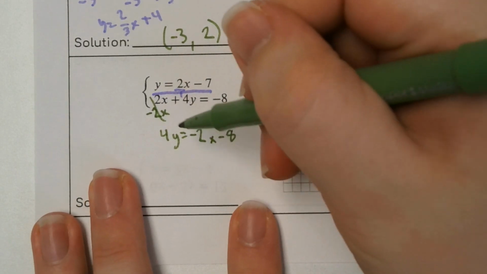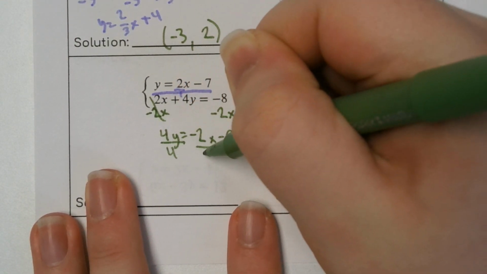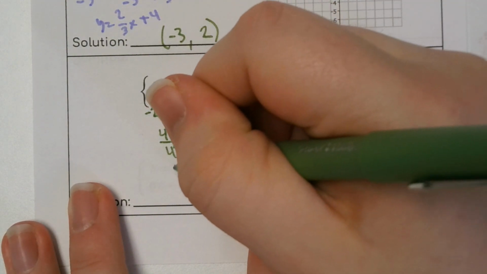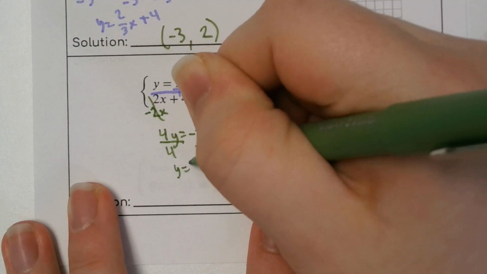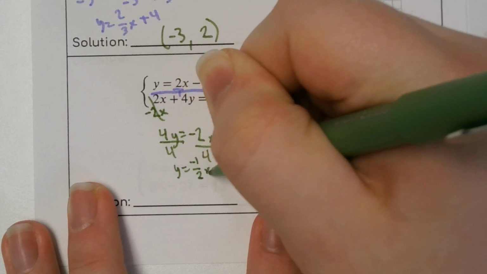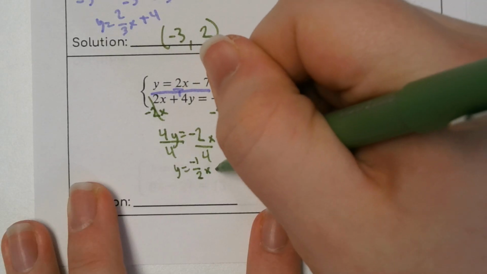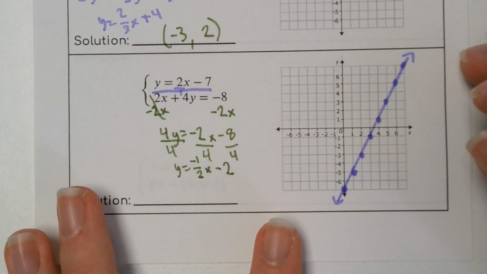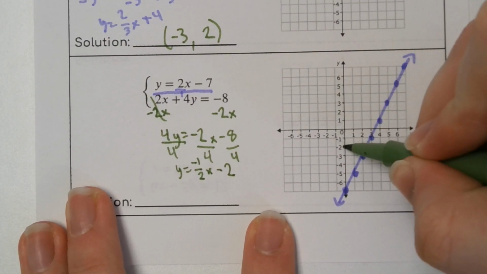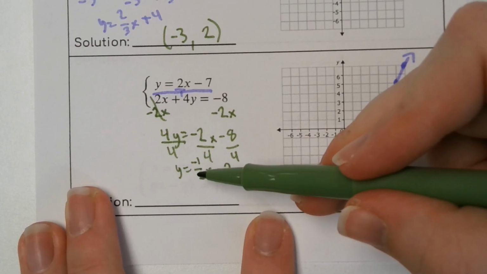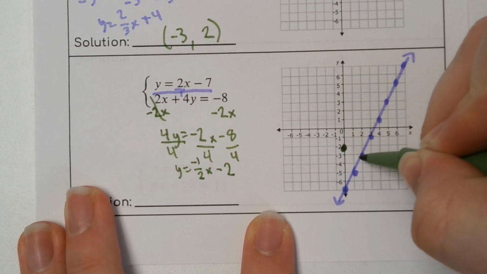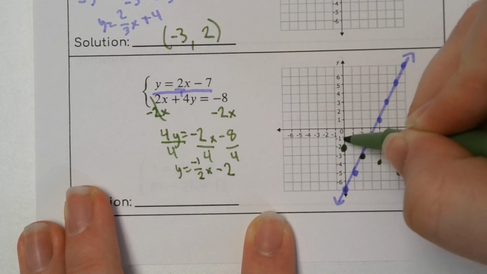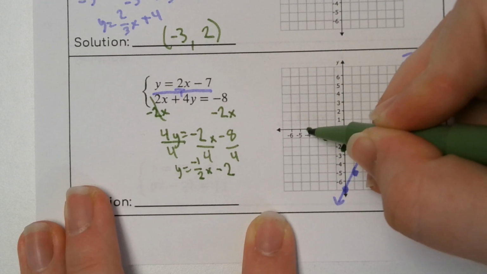And then we have to get that 4 away. So we divide both sides by 4. And we get y equals -2/4 would simplify to -1/2 x. And -8 divided by 4 should give us -2. And now we can graph it. So we start at that -2. And it's a -1/2. So we go down 1, right 2. And then go up and left on the other side.